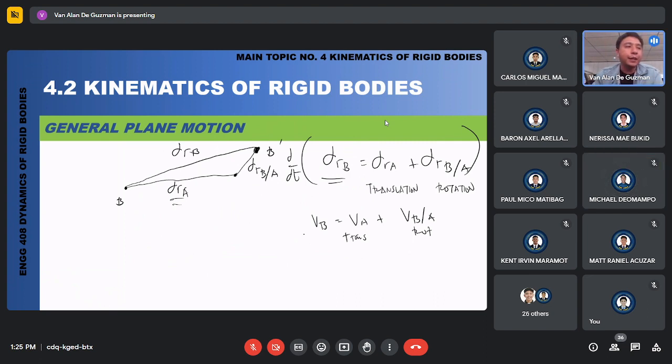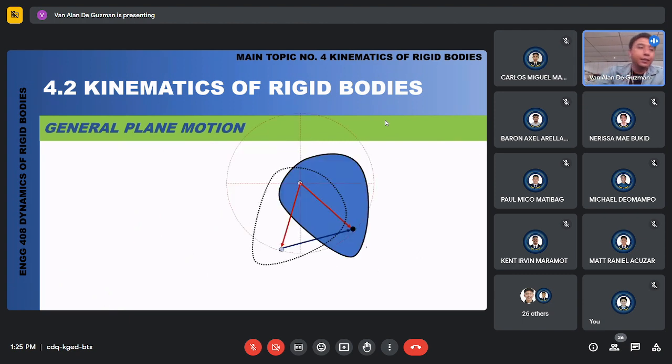Taking again yung first time derivative ulit nitong ating velocity, ano naman yung mapapalabas natin? We have yung acceleration naman natin. So this acceleration ng B, equals acceleration ng A, plus acceleration ng B relative to A. So it's that simple lang. Ngayon, pakita natin dito kung paano natin maipakita yun. This is again A prime, this is again B prime, this one is yung in between ng B prime tsaka B. Yung nag-translate siya.